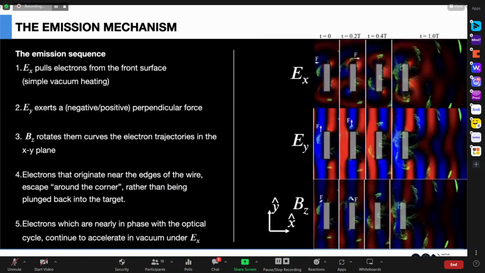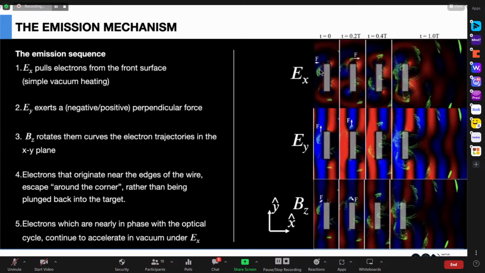So what's going on here? I think that the nice thing is that you don't need more than first year electromagnetism to understand the emission mechanism. It is an extension of vacuum heating. So in vacuum heating, the longitudinal component of the laser field... Here we see exactly the same simulation, but now I'm plotting in the red to blue color scale, at the top row the longitudinal field, on the middle row the transverse electric field, and at the bottom row the magnetic field. We're looking at four different time frames.